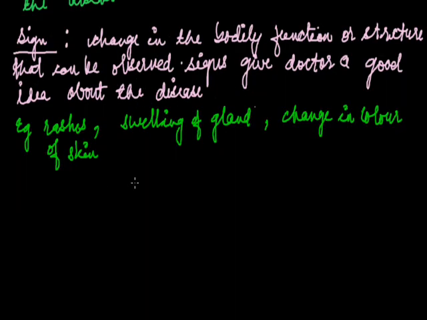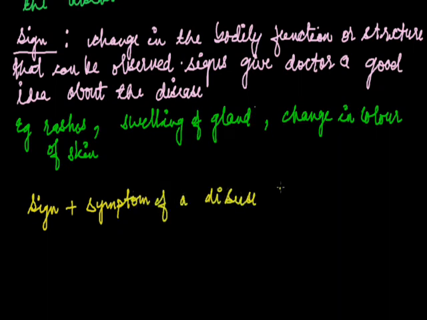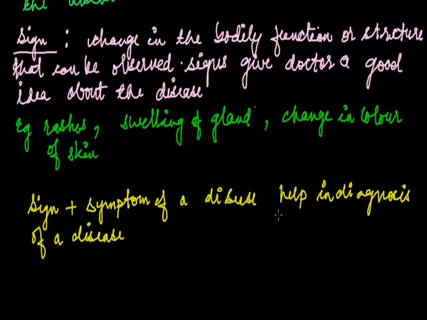So both sign and symptom help in diagnosis of a disease. Signs plus the symptoms of a disease help in diagnosis of a disease. What is diagnosis? Diagnosis is a process of identifying disease.